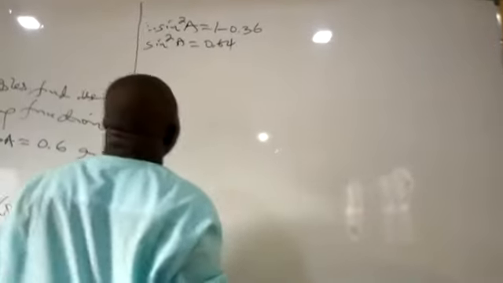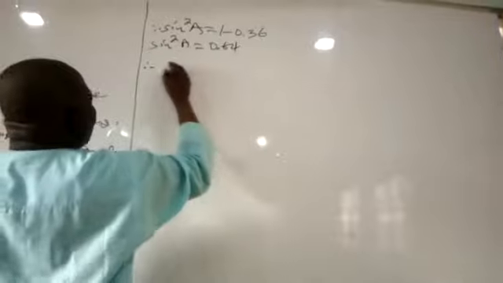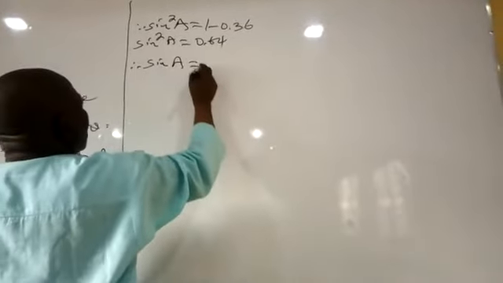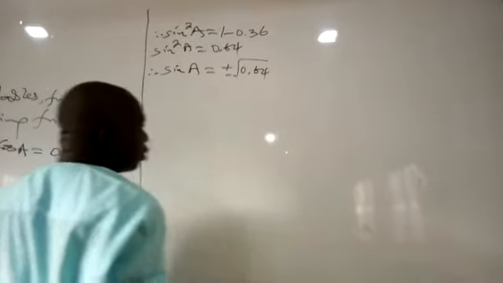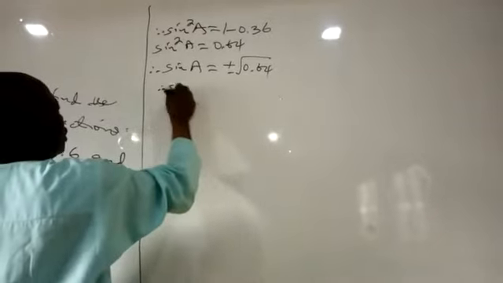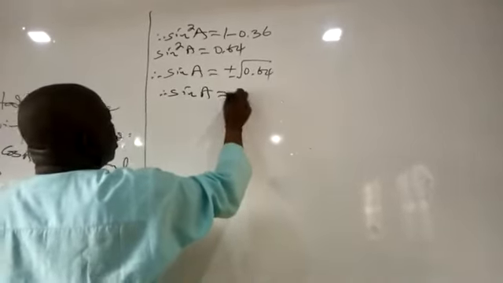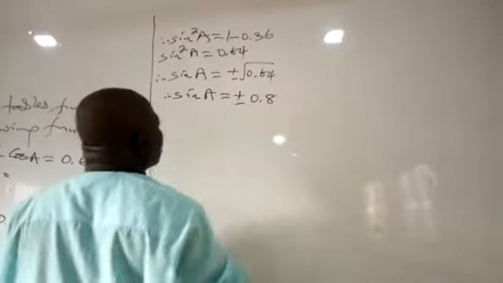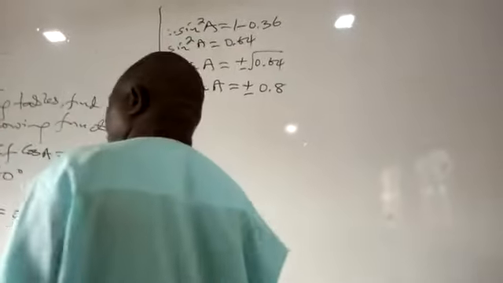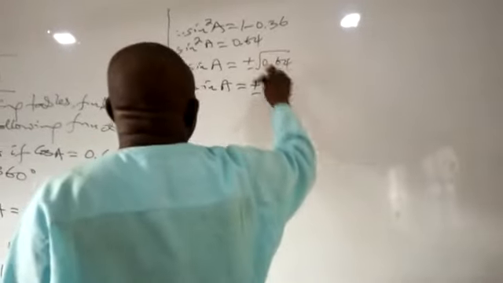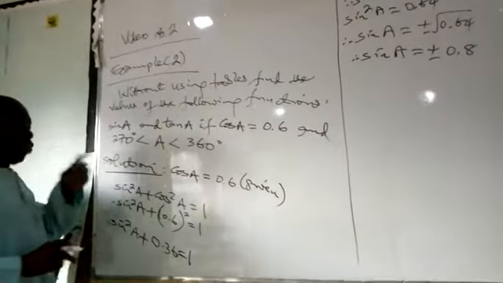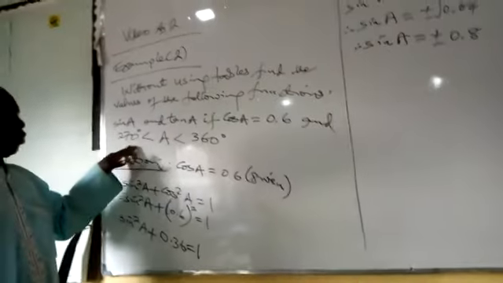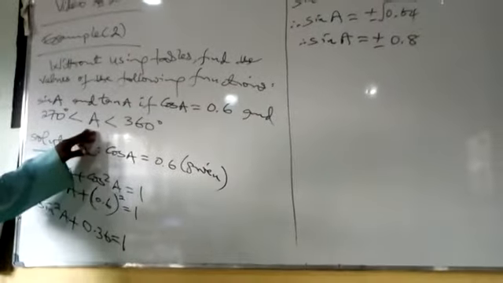Now, for sine A alone, I take the square root of both sides. Sine A is equal to plus or minus the root of 0.64. The root of 0.64 is 0.8. Therefore, sine A is equal to plus or minus 0.8. Now, how do we settle the sign? How do we know whether the answer should be plus 0.8 or minus 0.8? Again, we turn to the given inequality. We're told that this angle A lies between 270 and 360 degrees, meaning that A is in the fourth quadrant.